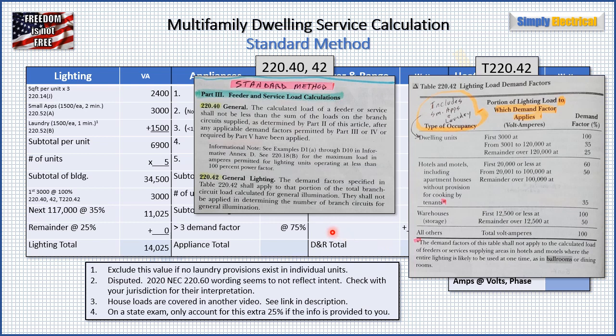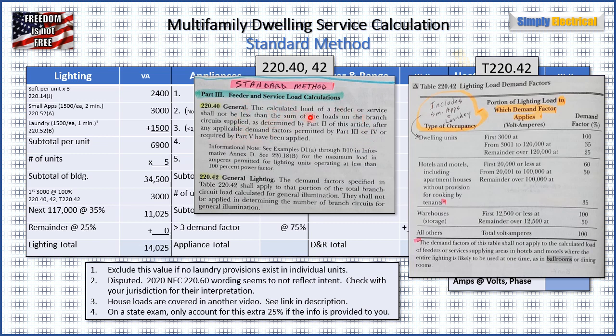Now that we have the subtotal of our building, our general lighting load, we can apply a demand factor to this, and we'll find out why in 220.40. So 220.40 is where the standard method starts in the code book. This is part 3, feeder and service load calculations. Now this first section here is just a general explanation of what you're doing.